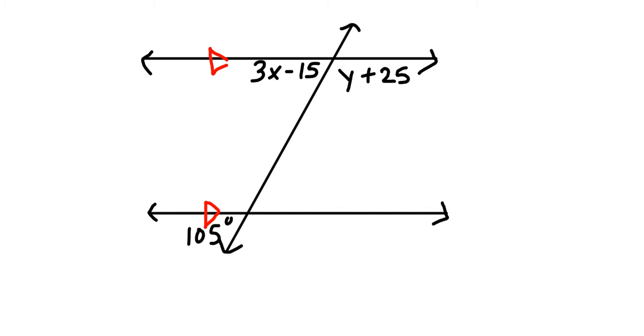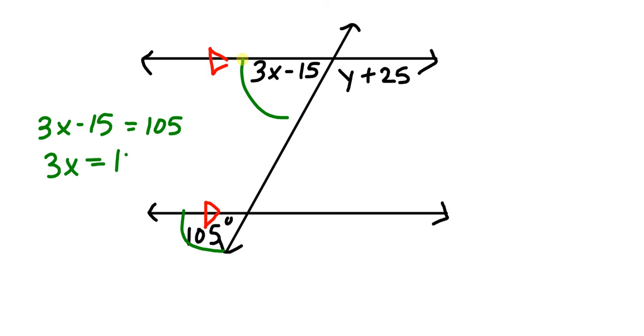Okay, so here's an example problem. I have two parallel lines that have been cut by a transversal, and I want to find the value of x and the value of y. One of the first things I notice is that I have corresponding angles that are congruent. So that means that 3x minus 15 has to equal 105 degrees. I can work through that problem and solve it. I can add 15 to both sides to get 120. I can divide both sides by 3 to get x equals 40. So the value of x is 40.